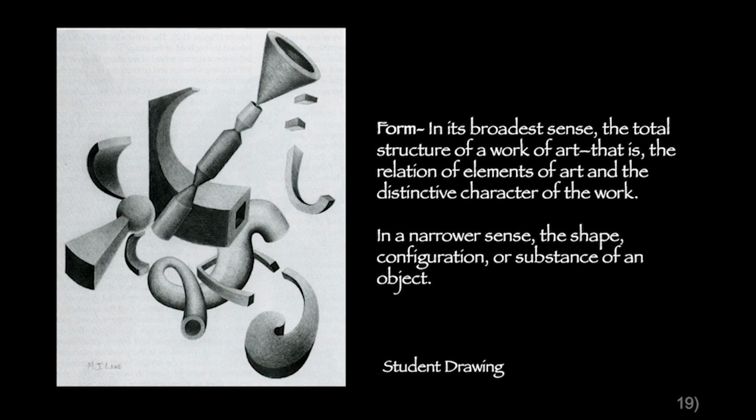The term form itself, in its broadest sense, is the total structure of a work of art. That is the relation of the elements of art and the distinctive character of the work. So it has two definitions to it, a larger one and a narrower one. In this narrow sense, it is the shape, configuration, or substance of an object within that configuration. So basically just one of these objects is form, but also the entire picture and depiction of those objects is considered form, the entire work.